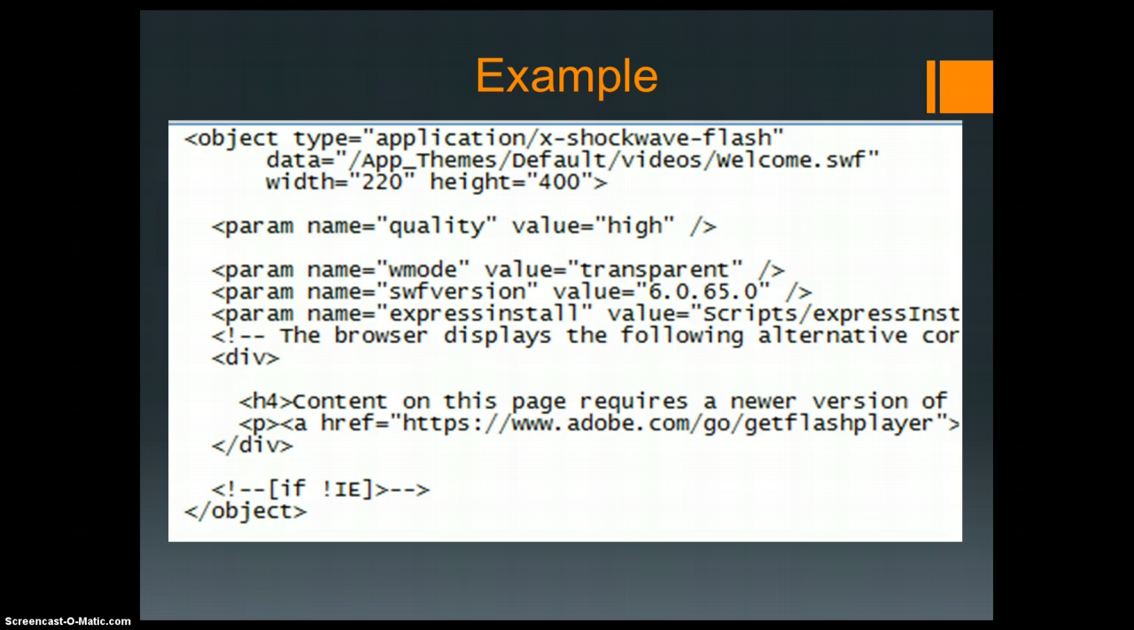Those parameter tags are a way to pass values to that application or that plugin. And then right below that you can see a little bit of HTML in between a div tag, and this is just a way for me to provide a link to the user to say, hey, if the browser didn't find this MIME type, this is where you need to go in order to install that plugin.